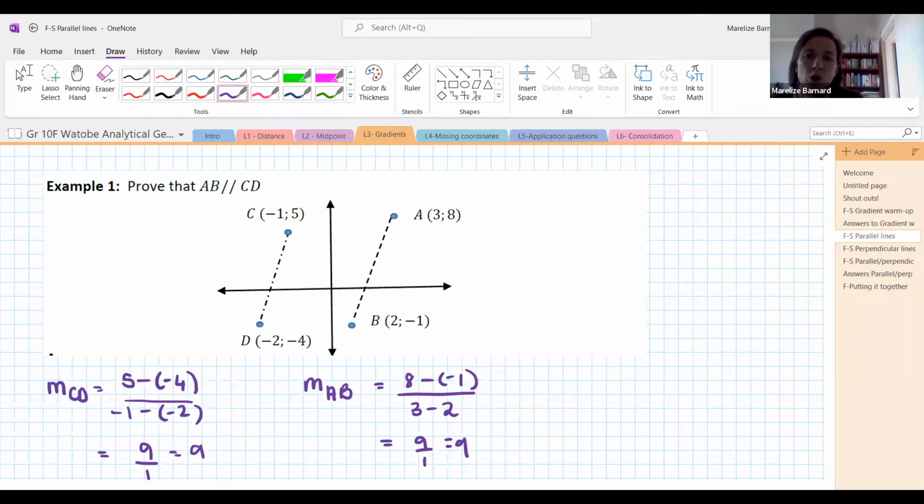And what do we know about lines that have the same gradient? Does anyone know? If the gradients are the same, what can we say about those two lines? Pop it in the chat if you think you know, or raise your hand if you want to. Oh, they are parallel.